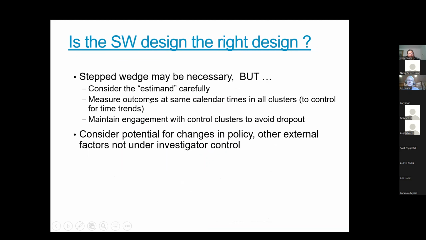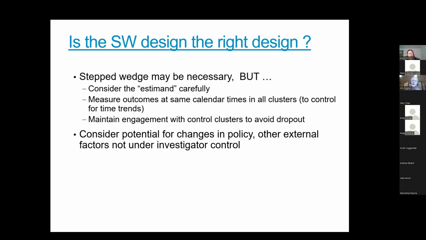If the step wedge is going to be used, then you want to think carefully about what it is that you're estimating. If you really truly believe there'll be an immediate treatment effect, then it's very clear what you're estimating. It's just the size of that step.